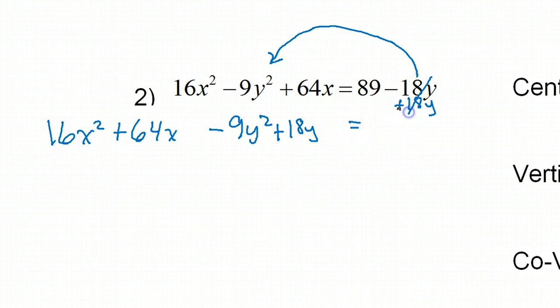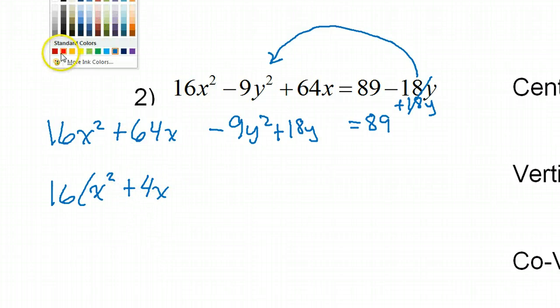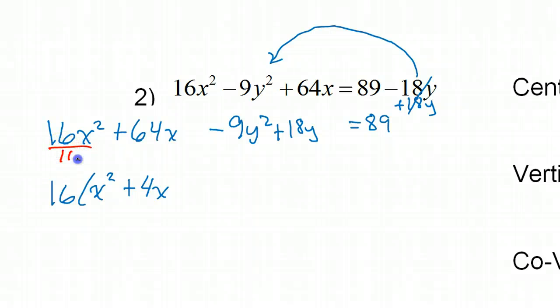Okay, so that will just leave me with the 89. Okay, let's keep going. We cannot complete the square. I'm not going to take half of this and get 32 and then try to square that. I need to factor out the 16. So if I bring the 16 out, then that's going to leave x squared plus 4x. Okay, if you're wondering, I'm dividing by 16.